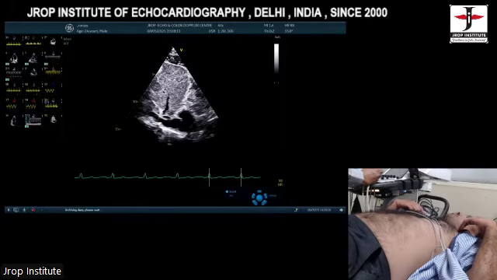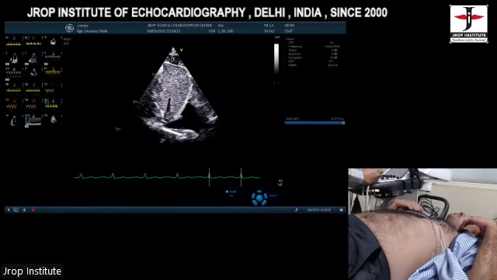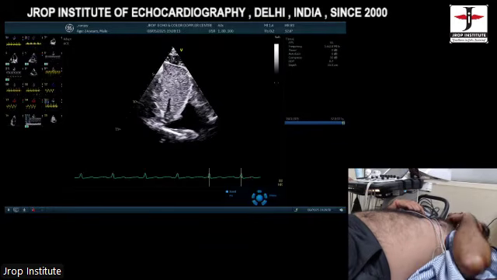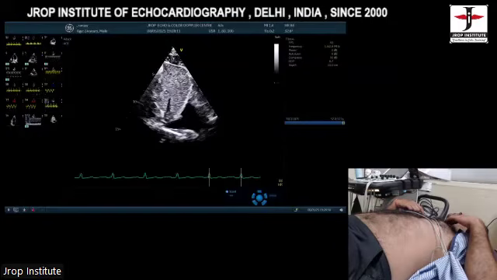Now I'll move to end expiration. It's almost disappeared. So with inspiration, it disappears. Normal size is 21. If it reduces by 50% with inspiration, my RA pressure is 5 millimeters of mercury. If it reduces less than 50%, then RA pressure is 10. Normal size, more than 50%, 5. Normal size, less than 50%, 10.